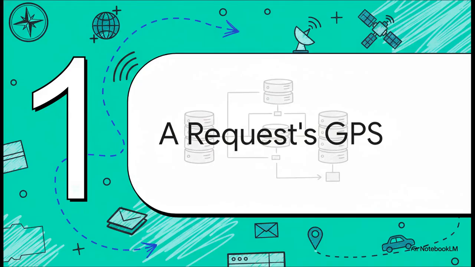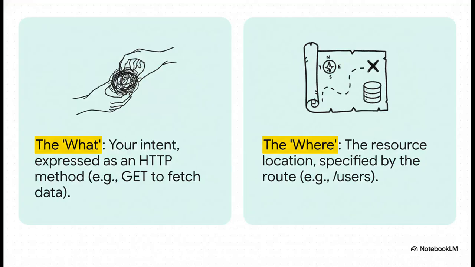So, to really get this, let's think of every request you send out into the digital world as having its own built-in GPS. It needs to know not just where to go, but also what it's supposed to do once it gets there. And it turns out every request really just boils down to two simple parts. First, you've got the what. That's your intent. It's expressed by something called an HTTP method, like GET if you want to fetch data, or POST if you want to add new data. And second, you have the where, the specific resource you want to mess with, like /users. It's the combination of these two that gives the server a complete, actionable instruction.